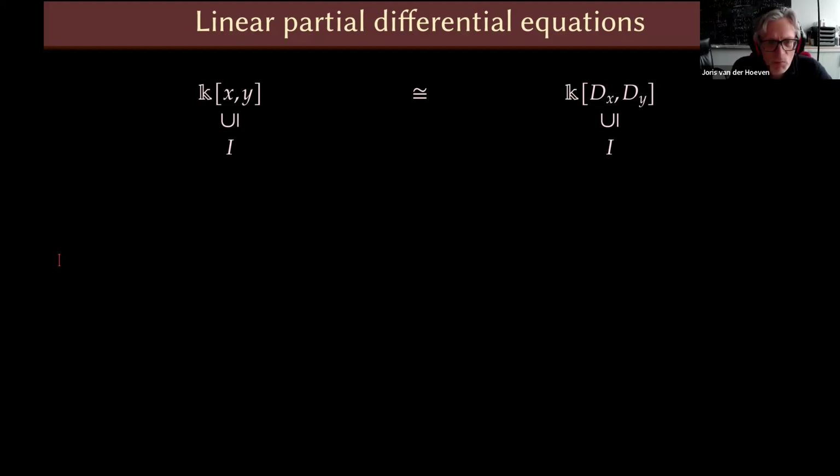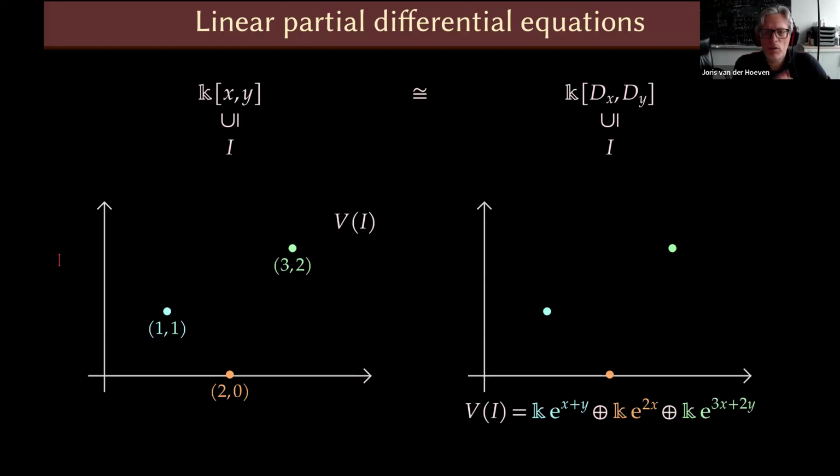But from a geometric perspective, things are a little bit different. Okay, so from a geometric perspective, on the left-hand side, we see the elements, the solutions of this ideal as points, a variety of points, like we see here on the left-hand side.